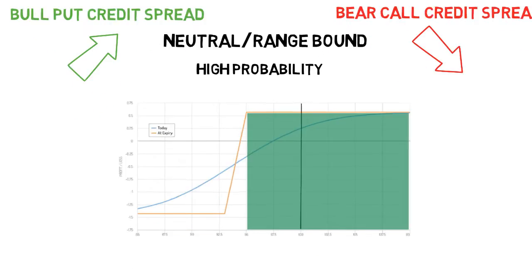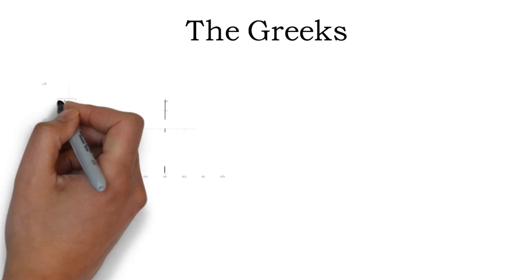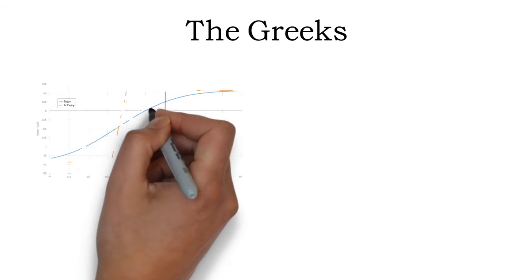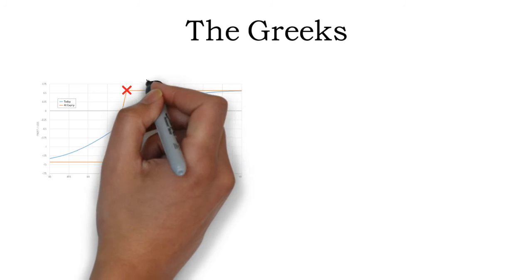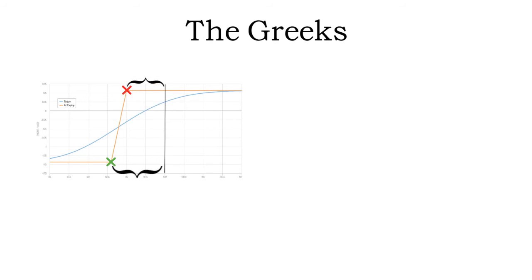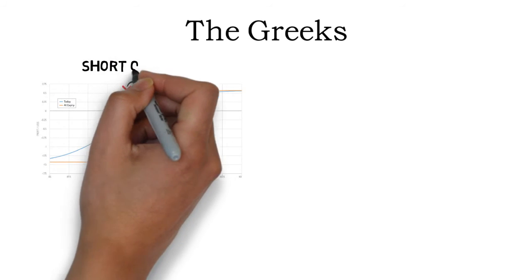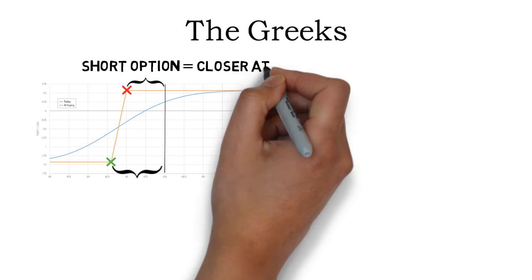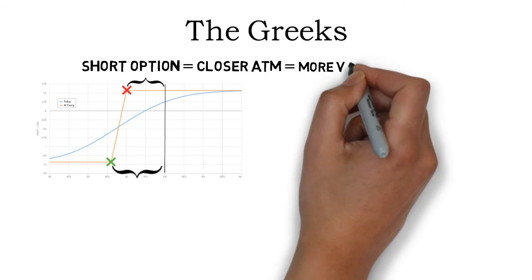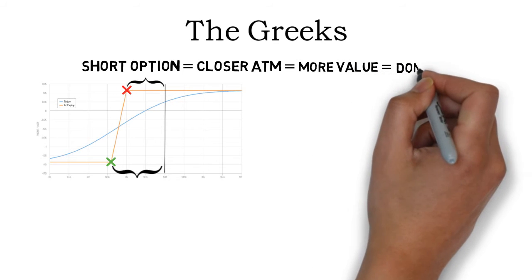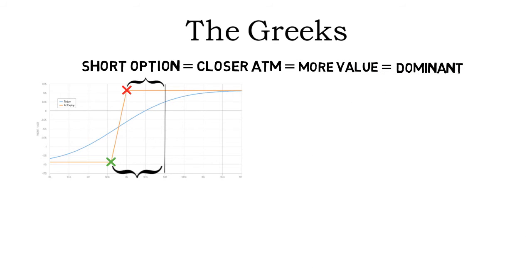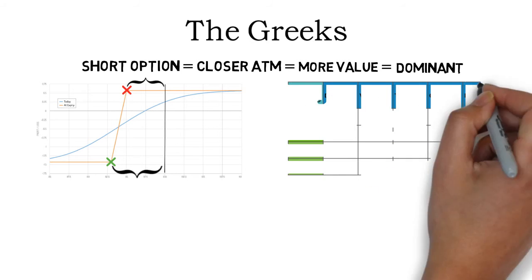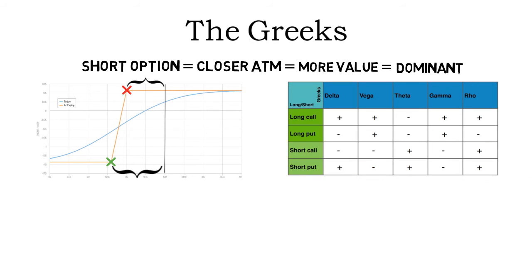The next and final aspect of credit spreads are the Greeks. If you don't know what the Greeks are, I highly encourage you to check out my video on options pricing, where I present all the Greeks as well. The short option of credit spreads should always be closer to the underlying price than the long option. So it's basically closer to at the money. Therefore, it will have much more value and thus be more dominant. This is the reason why credit spreads are an overall short option strategy. Due to that, the Greeks of the short options are the ones to look at.